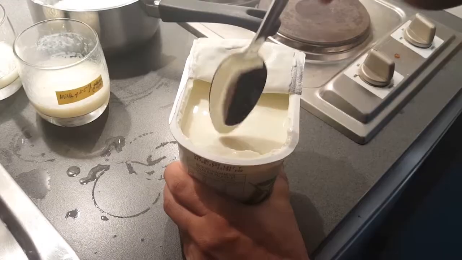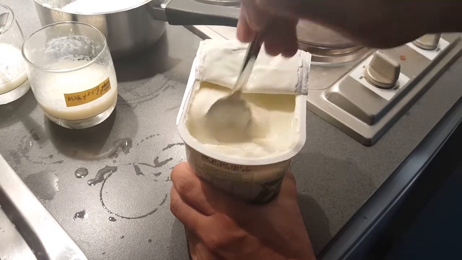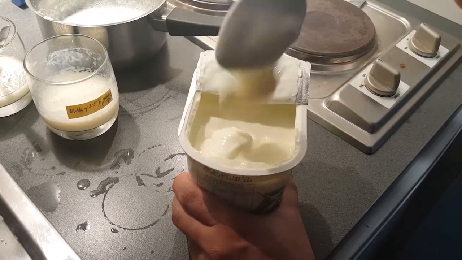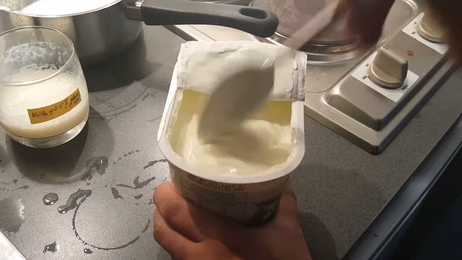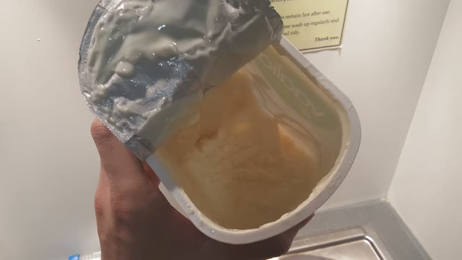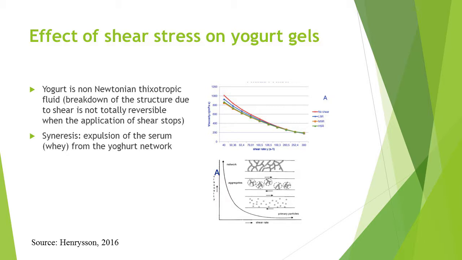In this experiment, we replicate the shelf life and use of yogurt in order to study syneresis. The yogurt is stirred with a spoon and left for 3 days in the refrigerator. We can see that the yogurt has leached out whey and is clumpy. Yogurt is a non-Newtonian thixotropic fluid. As seen on the graph, the viscosity of the yogurt gel decreases when shear increases, and the breakdown of the structure is not totally reversible when the application of shear stops.